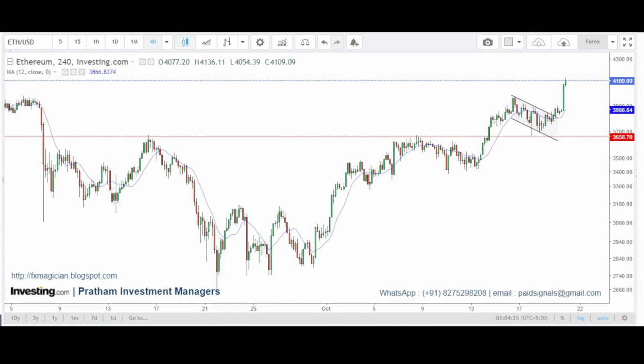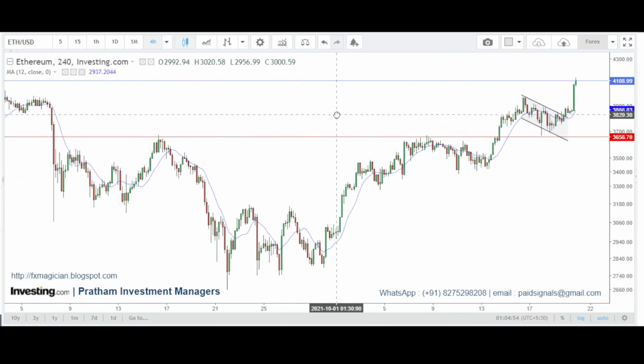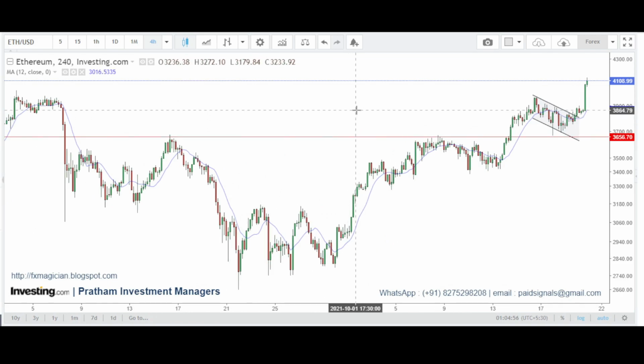Today we are going to look at an interesting chart. This is Ethereum on your screen, and we are going to look at a few formations on this chart so that you can understand how the price is behaving and what will be the next course of action in this crypto. This is a 4 hour chart on your screen.